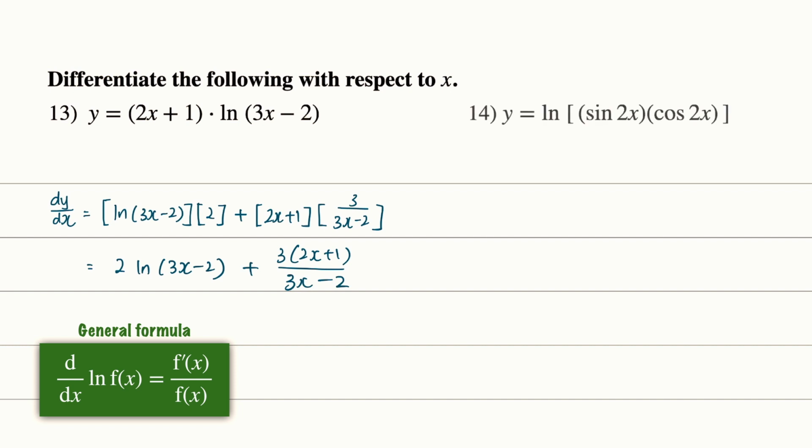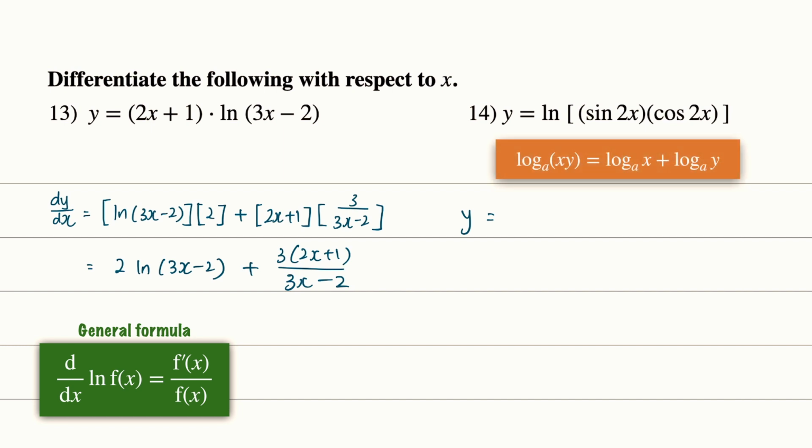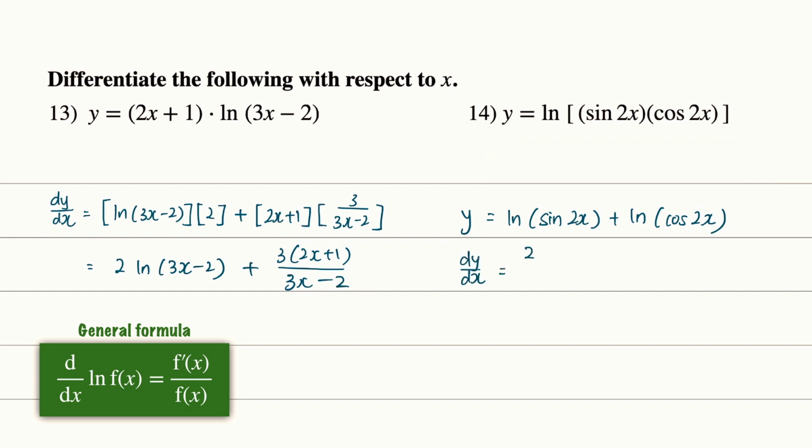Now question 14 is a slightly more challenging one. Again, the principles are the same. We can separate this ln into two separate terms. What we can do is to put y equal to ln sine 2x plus ln cosine 2x. Differentiating term by term, we will then have 2 cosine 2x over the original function, which is sine 2x, plus minus 2 sine 2x over cosine 2x.